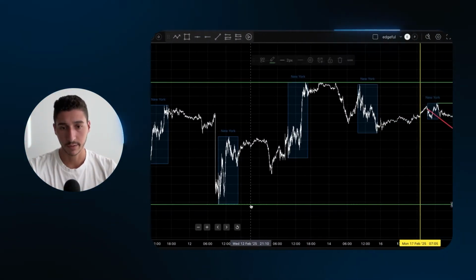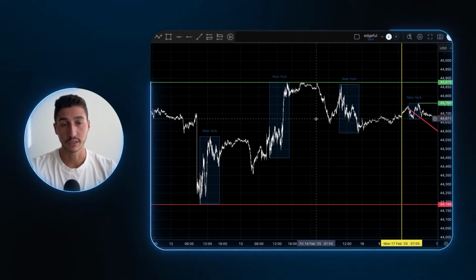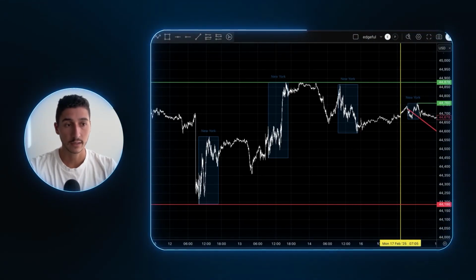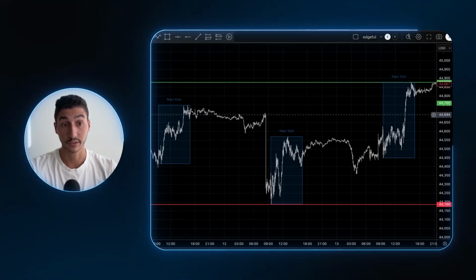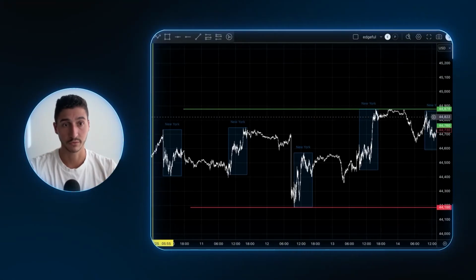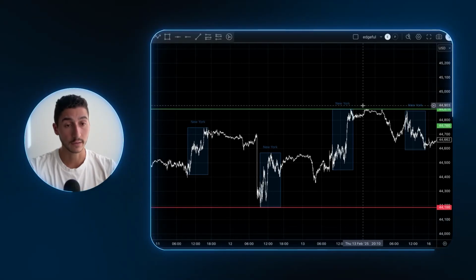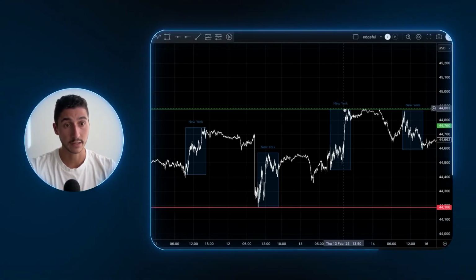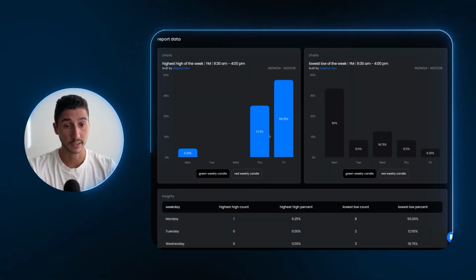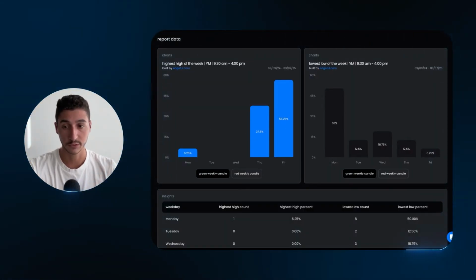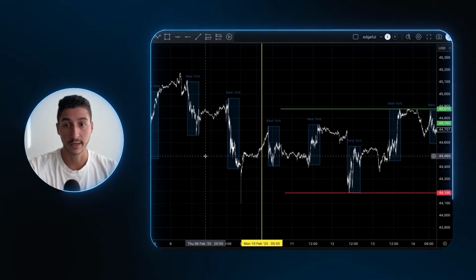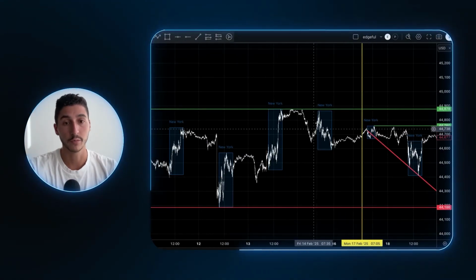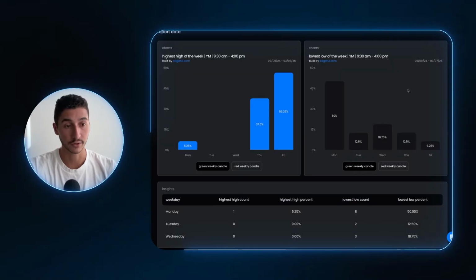And then now I'm going to make this red. And what you can see here is that on this week, this was a green candle. The high here is on the Thursday. So that falls in line with this here. So important to note, what is your bias for the week and how is that going to impact where you think the highs and the lows are going to be?